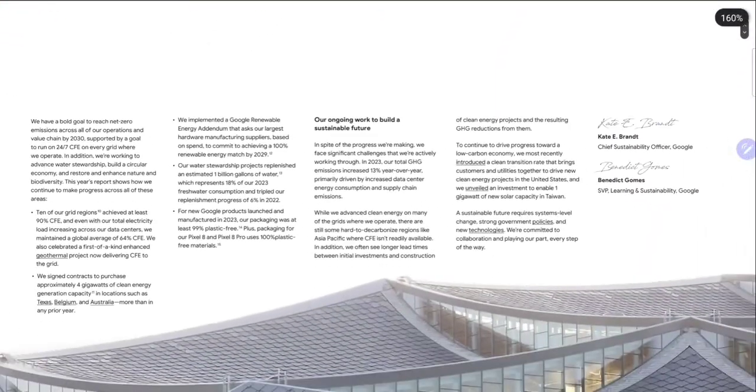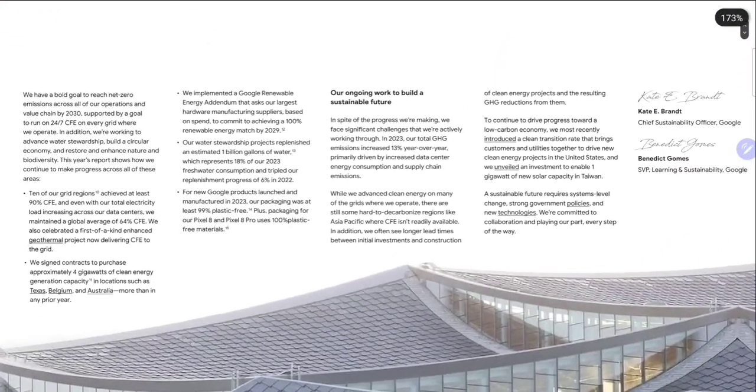And then moving onwards, we see some more commitments and the achievements with some quantitative measures or qualitative data which is available here. And this is signed by the CSO and SVP Learning and Sustainability of the Google. There is certain future outlook also, like our ongoing work to build a sustainable future. So for future, what are the commitments? So there are certain informations available here actually.